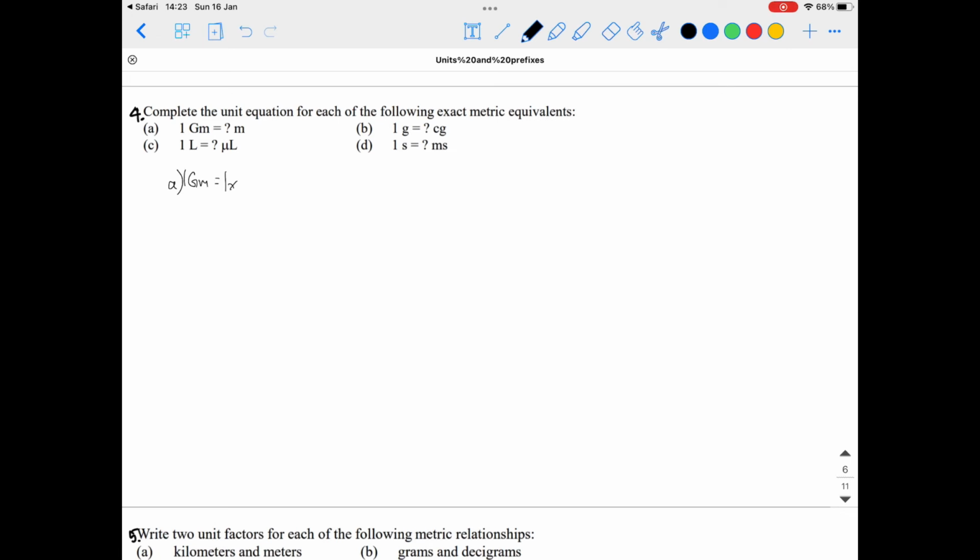B. 1 gram equals how many centigrams? C. 1 liter equals how many nanoliters? 1 liter equals 10 to the power of 9 nanoliters. And lastly, 1 second equals how many megaseconds? 1 second equals 1 times 10 to the power of -6 megaseconds.